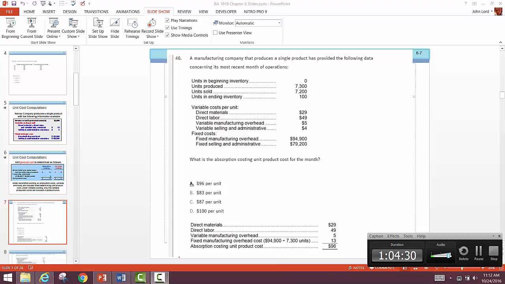Okay, and so you can see that there's that lower number there, and then we pick up our variable selling and admin. Both for the selling administrative expenses and the fixed selling administrative expenses, they're expensed under both methods, aren't they? But notice what we do here. Now we take all of our fixed manufacturing and we subtract all of that, don't we?